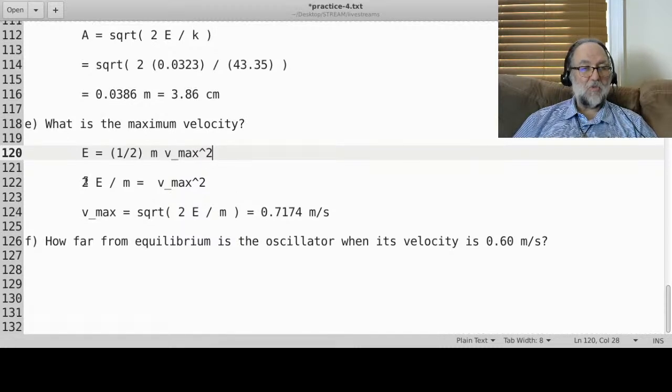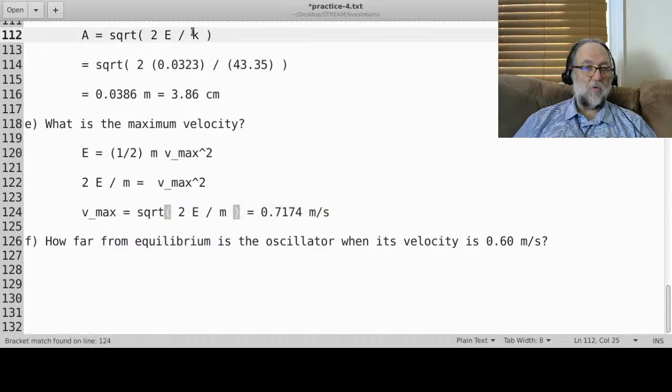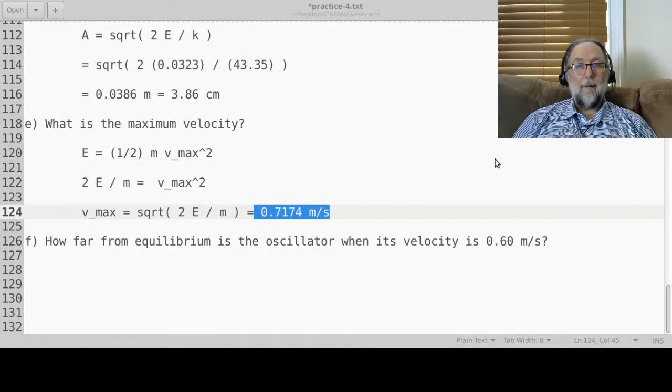Same thing, I just rearranged. And you can see here, it looks almost the same as the previous one, only instead of a k here, you have an m. And so v max is equal to the square root of 2E divided by m, and that turns out to be this number right here.